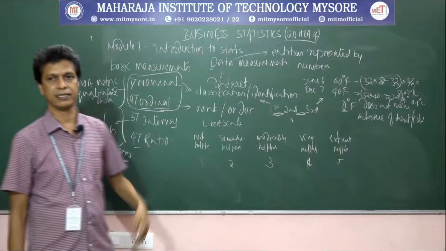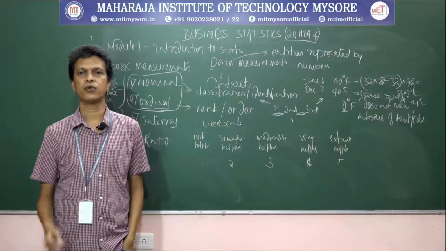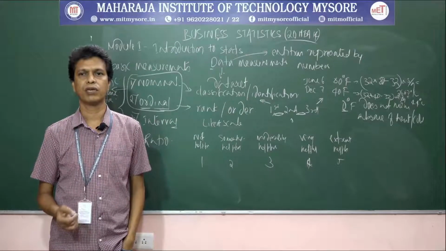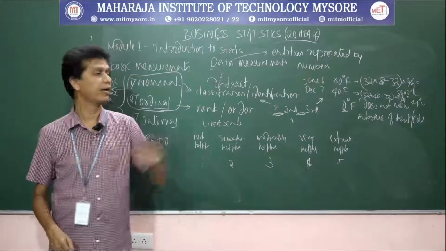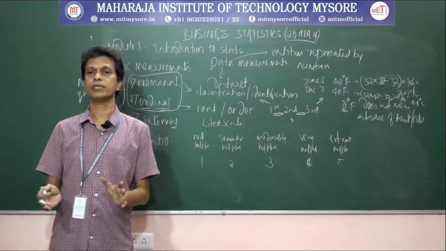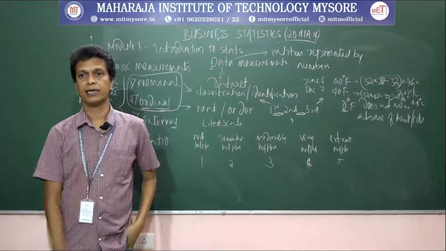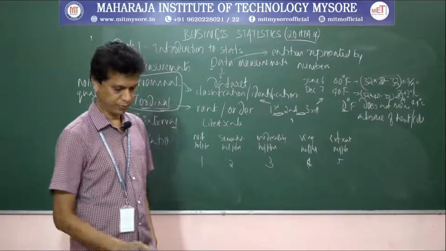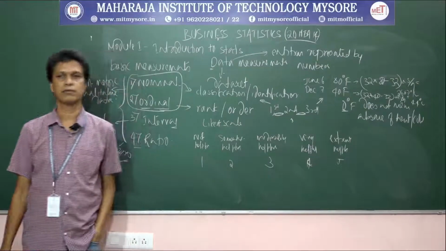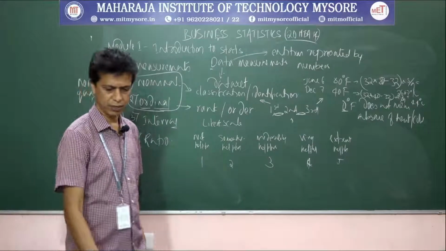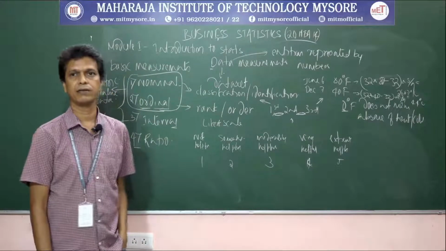For example, height: 0 height means no height. Weight: 0 weight means no weight. Volume: 0 volume means no volume. This absence of phenomena is there. But for temperature, if I say 0 temperature, you cannot say there is no temperature. For example, consider the cost of a car. 0 value of the cost would indicate the car has no value, it is absolutely free, right?